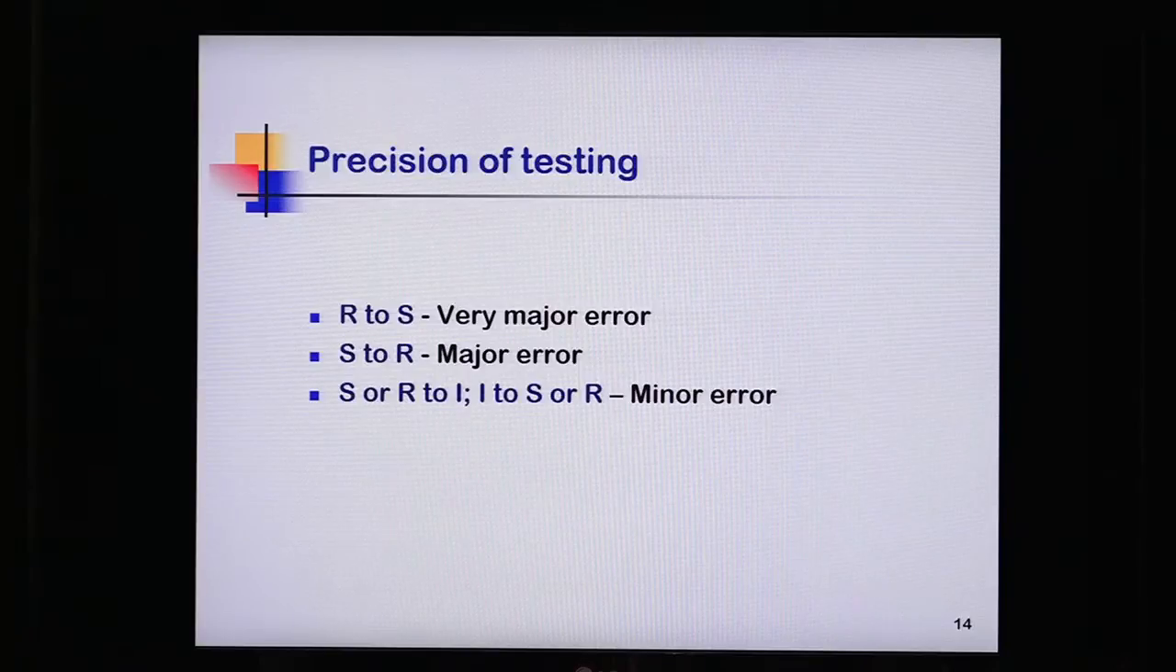Sensitive to resistant is a major error. The antibiotic is sensitive, but we said resistant, so the clinician will not use it much, and will use another one. And then there are minor errors of labeling sensitive or resistant as intermediate, or intermediate as sensitive or resistant. This is a minor error. But remember about the major error. So whenever you want to report sensitive, be 110% sure that it is sensitive.